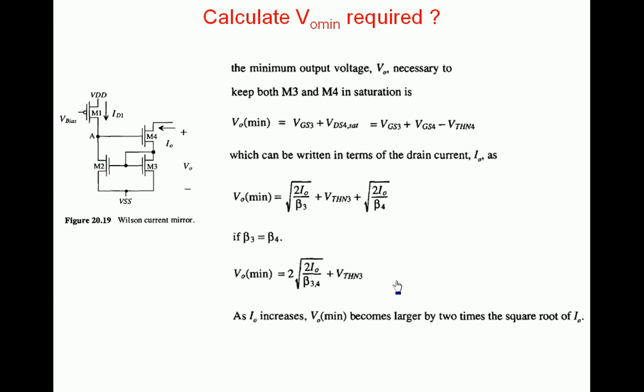So we have discussed checking the feedback in the Wilson current mirror and stabilization of output current, calculation of output impedance, and calculation of the minimum output voltage required to keep the output transistors in saturation. In the next class we will discuss the regulated cascode current mirror.